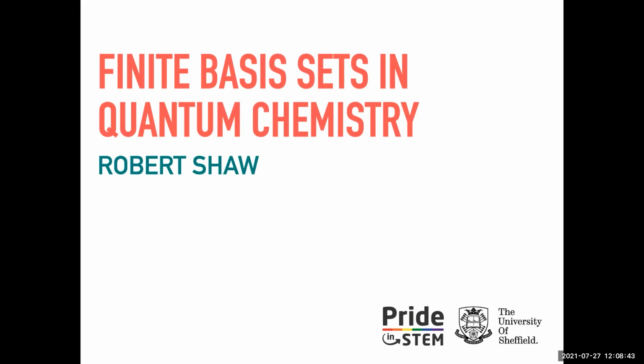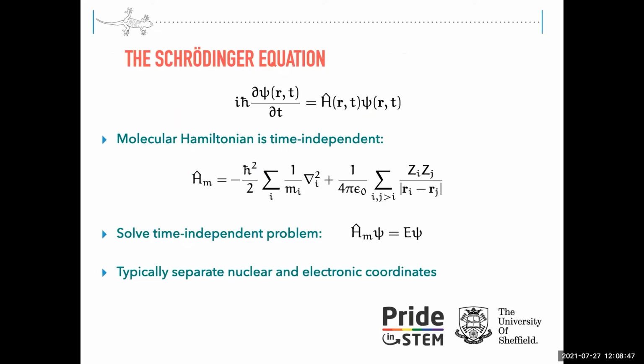So we're going to be talking about finite basis sets in quantum chemistry. So first question is really, what is quantum chemistry? And it comes down to solving the Schrodinger equation, which hopefully people will have heard of, even if they're not familiar with it. It's a diffusion type equation, first order in time, second order in position normally.